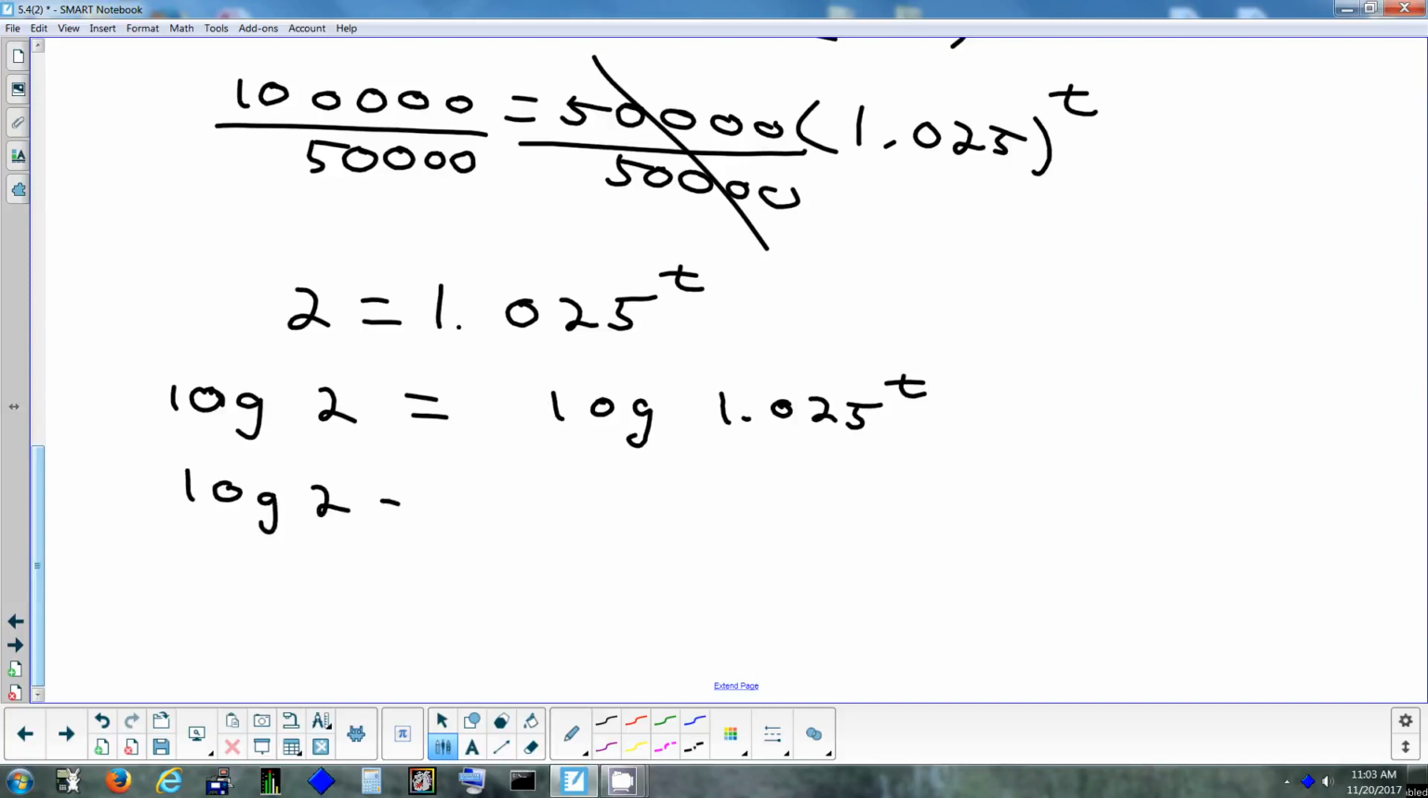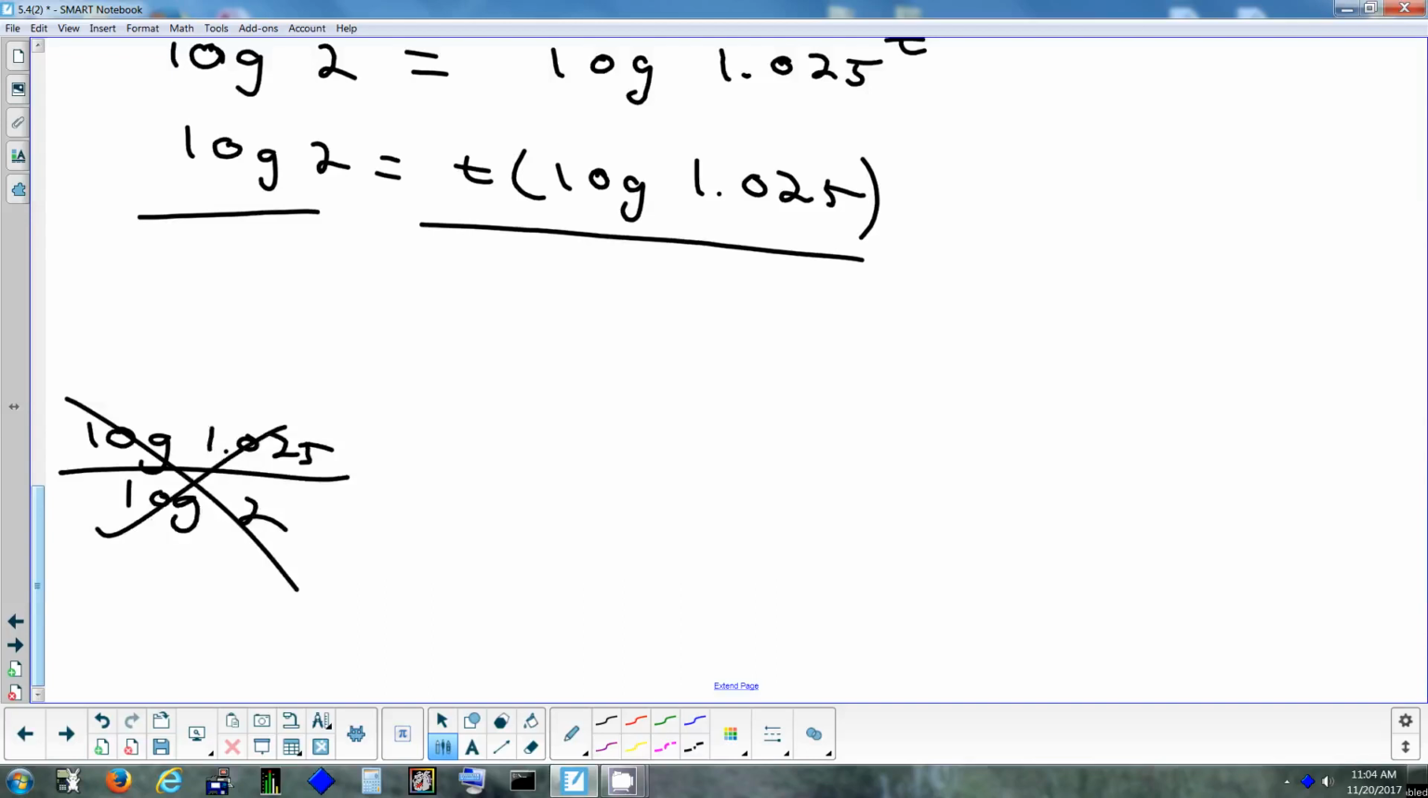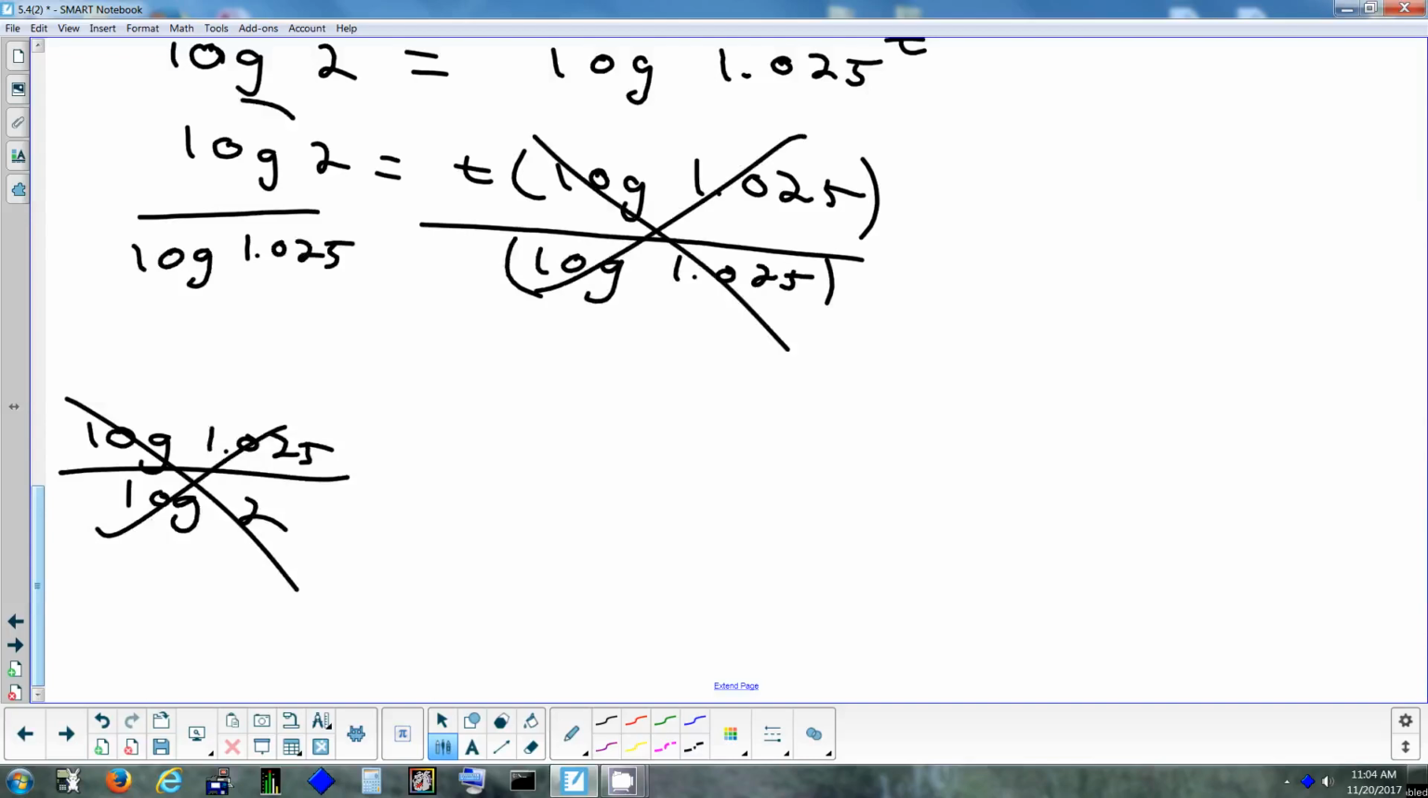So we have log of 2 equals t times the log of 1.025, and now my last step would be to get t by itself. So how would I get t by itself? Scott? Would you divide log 1.025 by log of 2? Not quite. You said this, right? Oh, other way around. Divide each side by log 1.025. And log 1.025 is gone. And there's t.